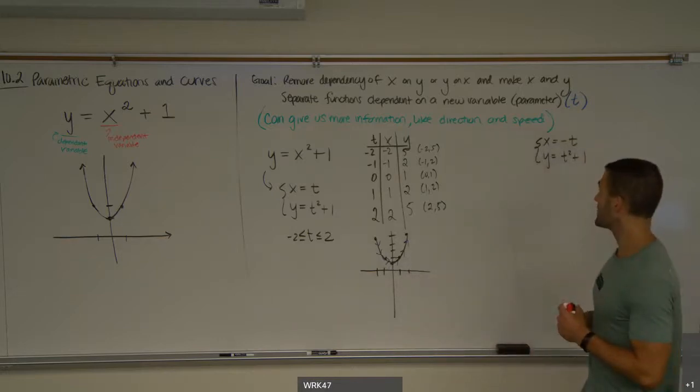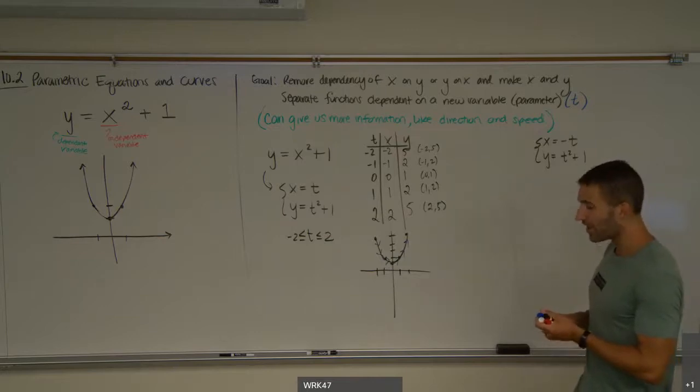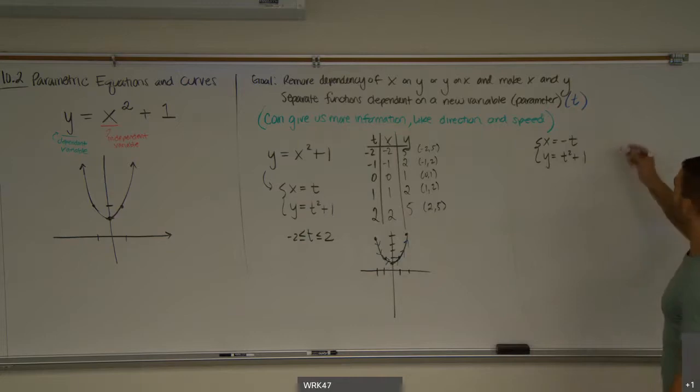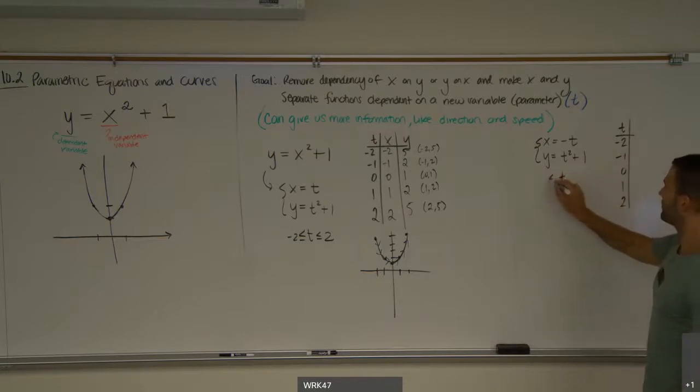How could I change that? What if I wanted to travel the other way but draw the same parabola? Maybe do a different set of parametric equations. And so let's consider this set as well. And so if I pick a t value, we'll pick t from negative 2 to 2 again. So negative 2, 0, 1, and 2.